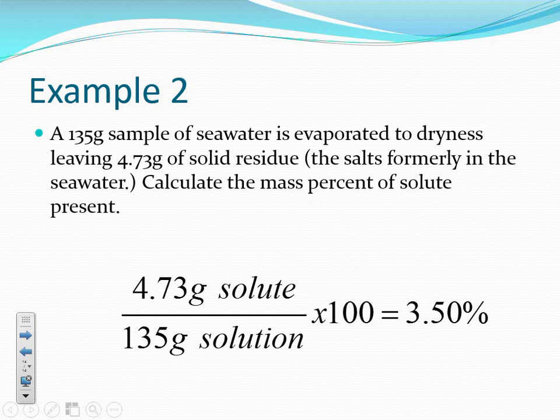Second example, a little different. A 135 gram sample of seawater is evaporated to dryness, leaving 4.73 grams of solid residue behind. That's the salt that's in the seawater. Calculate the mass percent of the solute. So here in the problem, they give me the entire mass of the solution. I don't have to find it. It's given to me. So it's just 4.73 over 135 times 100 to give you 3.5%.